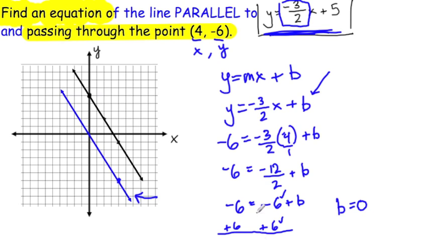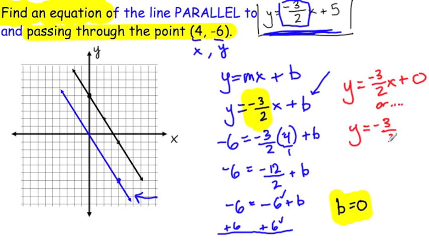So we know the slope. We knew it all along because it was parallel. Negative 3 over 2. And now we know b. B is 0. So we can write our equation. y equals negative 3 over 2x plus 0. Or, and I always do this, y equals negative 3 over 2x. You don't have to write plus 0.